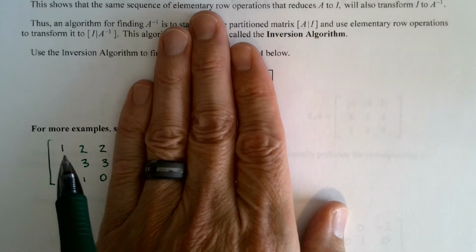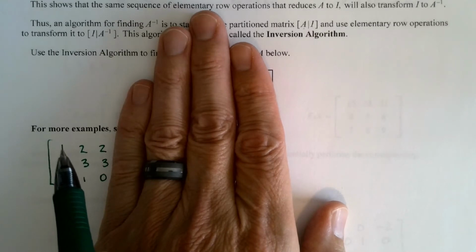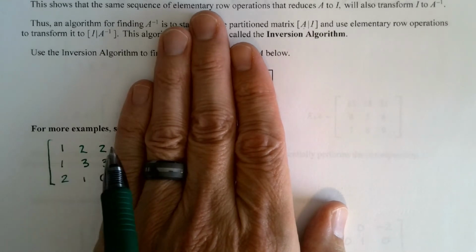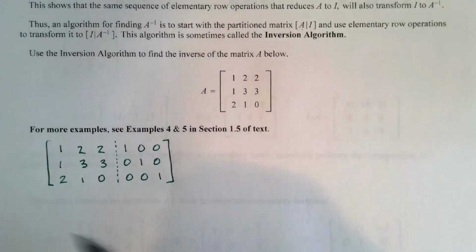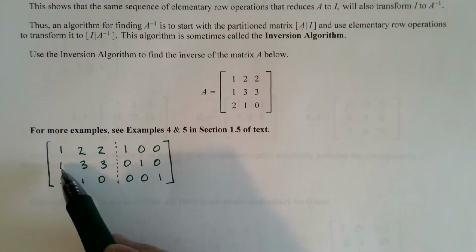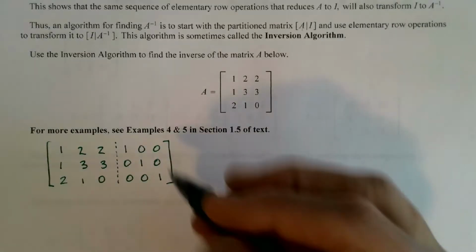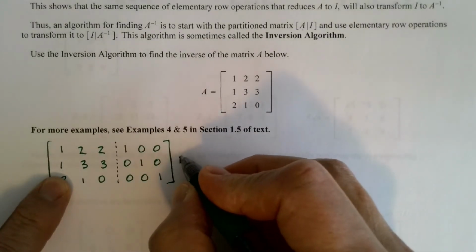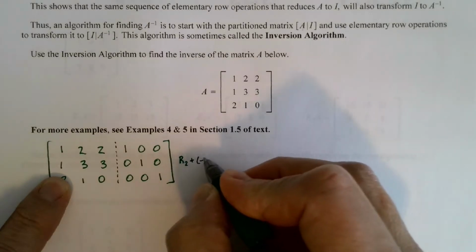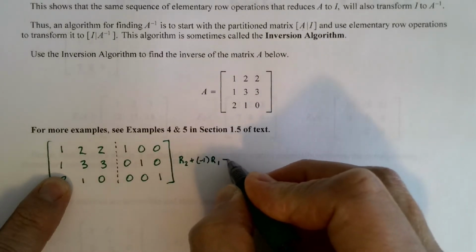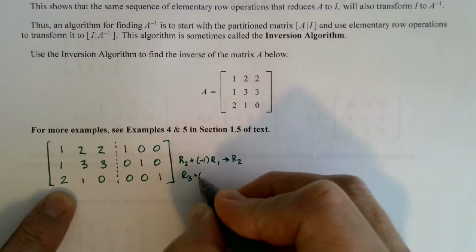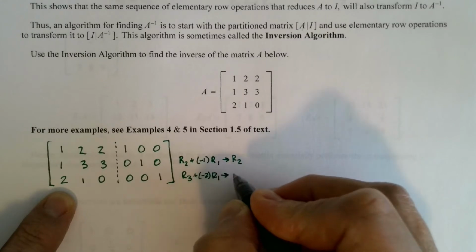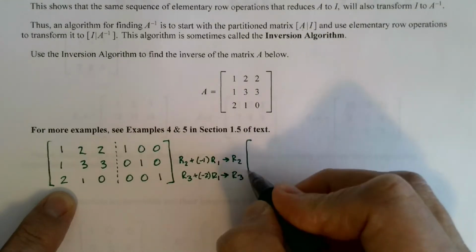So how do I do that? I need a 1 in the upper left corner. I have a 1 already. If there wasn't a 1 here, I can multiply that row by the reciprocal to get a 1 there. But now what do I want to get? I want to get zeros beneath this 1, zeros here and here. So what I need to do is add multiples of one row to another. To get rid of this 1, I'm going to take row 2 and add -1 times row 1 and replace row 2 with that. And then I'm going to take row 3 and add -2 times row 1 and replace row 3 with that.